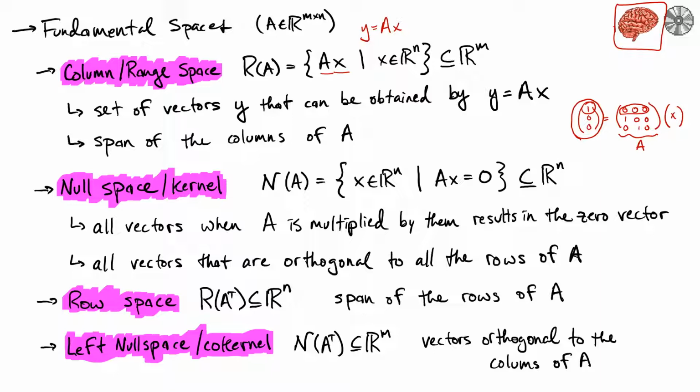On the other side, the null space is given by all the vectors x such that when I multiply them by A, I get 0. And so both of these together provide some very substantial information about the geometry of the matrix A.